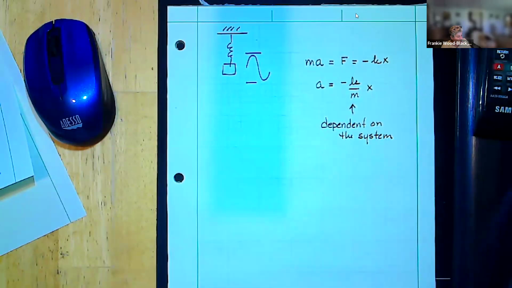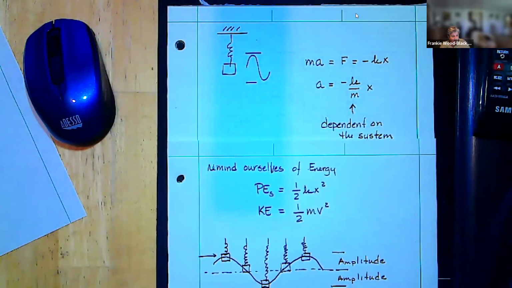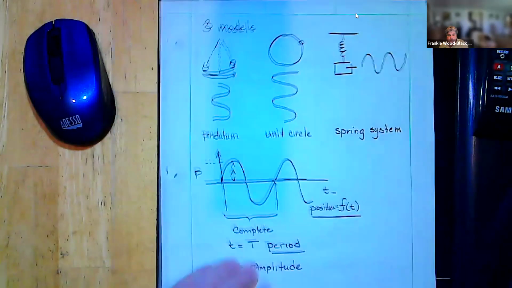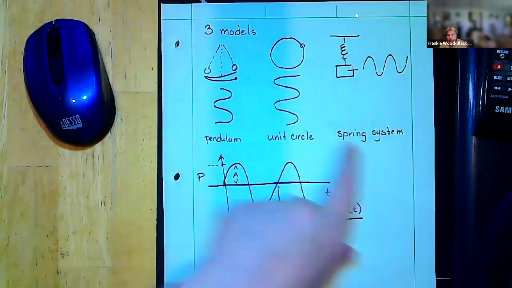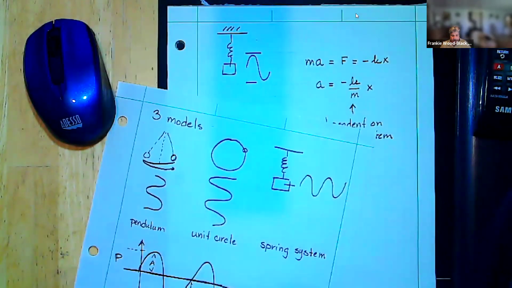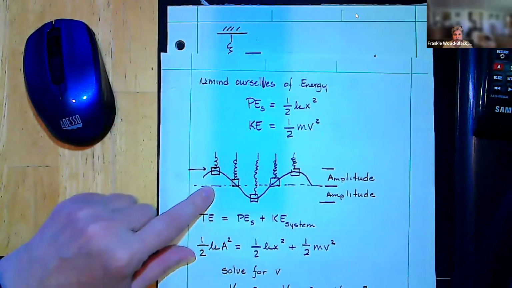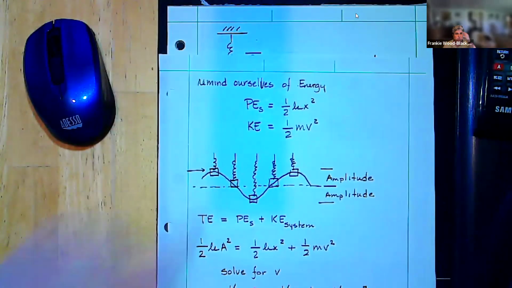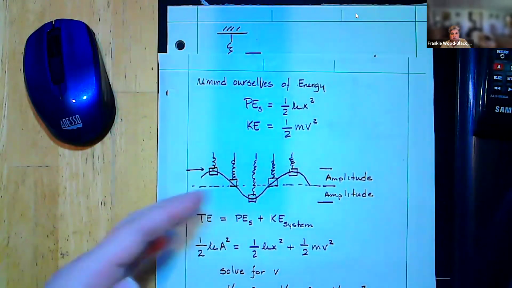Which is a handy result. Now, we've demonstrated this using springs, but it's going to work for the same models up here. Whether I'm in a pendulum, a unit circle, or a spring system, it's just easier to describe this stuff using the spring because we can all picture it in our heads really easy. This is something we're all familiar with.